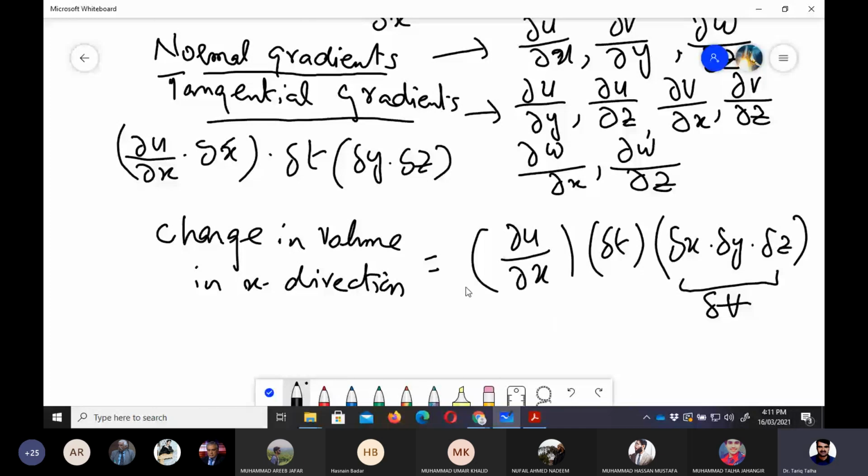Have you understood this point, how I have taken the change in volume in the x direction? I have taken the velocity gradient, multiplied it with the time interval in which the deformation occurred, and then multiplied it with the surface area where that deformation is taking place. ठीक है. This delta x was here due to that Fourier series expansion which we have written. So now we need to write change in volume in x direction per unit volume, ठीक है.